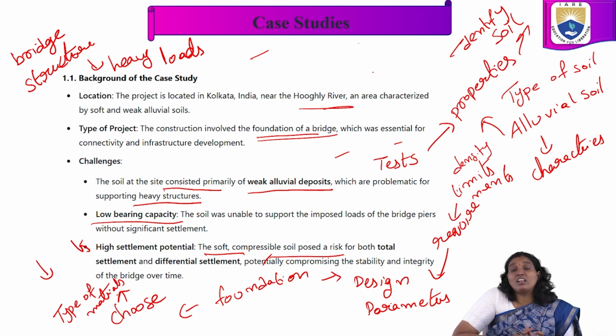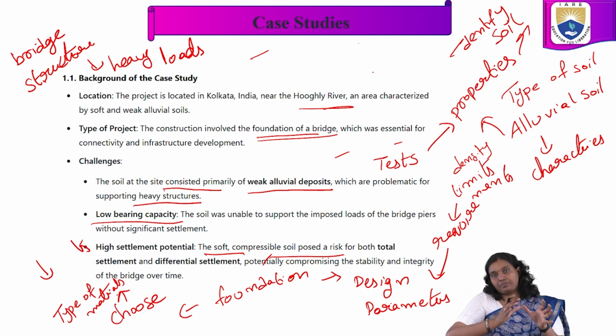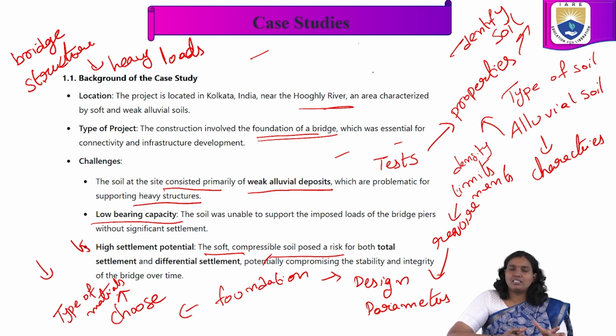For carrying all these materials to the location of the project, these are all parameters that may cause these kinds of settlements. So we have to understand total settlement as well as differential settlement. This potentially compromises the stability and integrity of the bridge over time. Over time, how much is it going to settle? Once the heavy loads are there, how does it settle? We are not able to impose the bridge's total heavy load at a time. It is difficult for us.